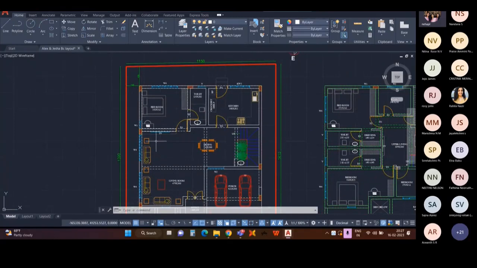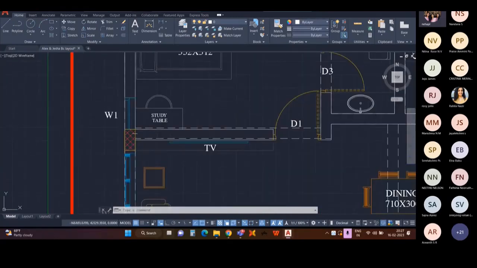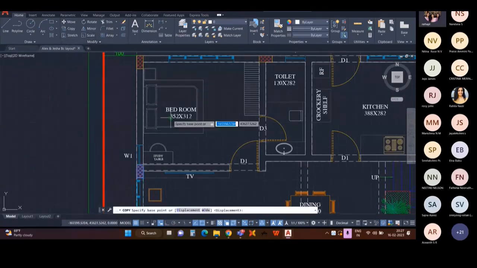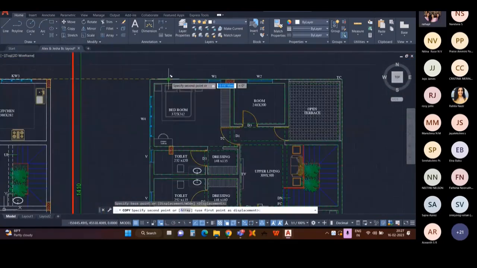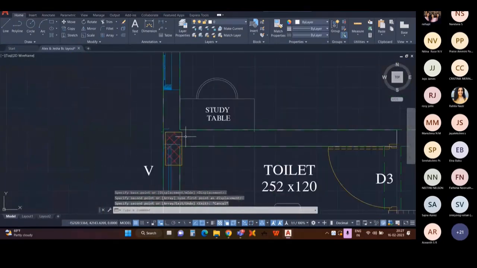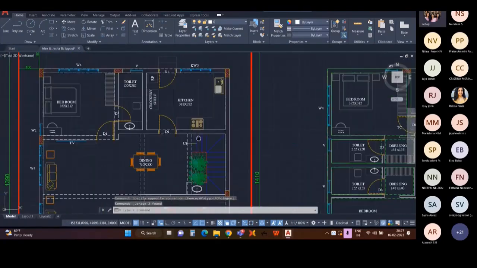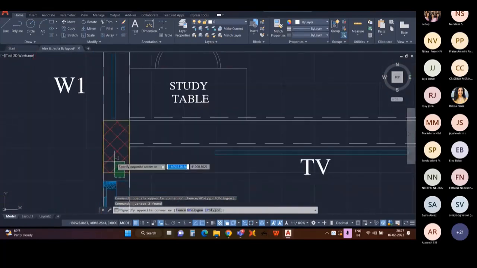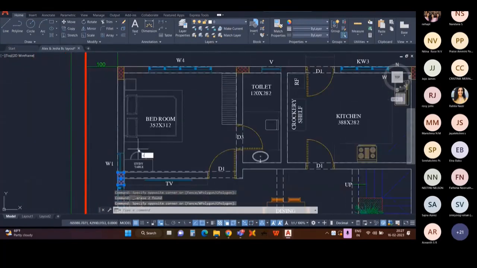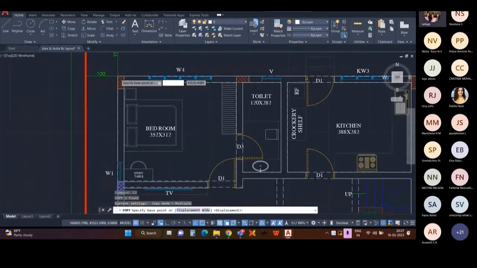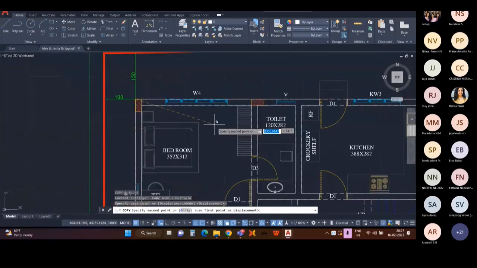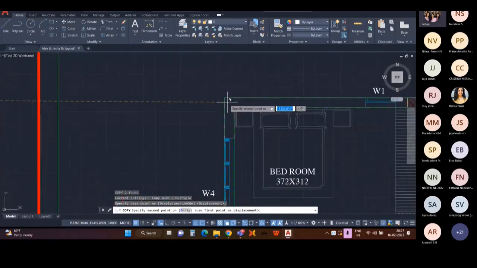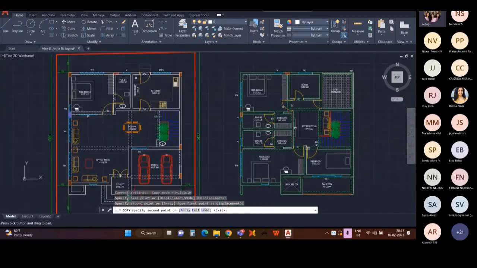Now the next step is to check whether it's okay for the first floor. For that, I will be copying this column from the base point, clicking the base point, and pasting it. Okay, copied it, mistake. I'll be copying and I have pasted it here.